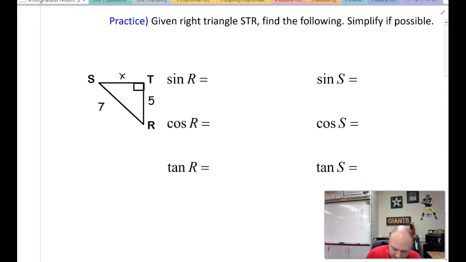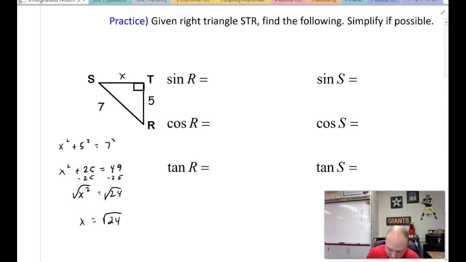Here is the Pythagorean Theorem set up. X squared plus 5 squared equals 7 squared. So x squared plus 25 is equal to 49. So subtracting 25 on each side, we get x squared is equal to 24. And then taking the square root of each side, we get x is equal to the square root of 24.